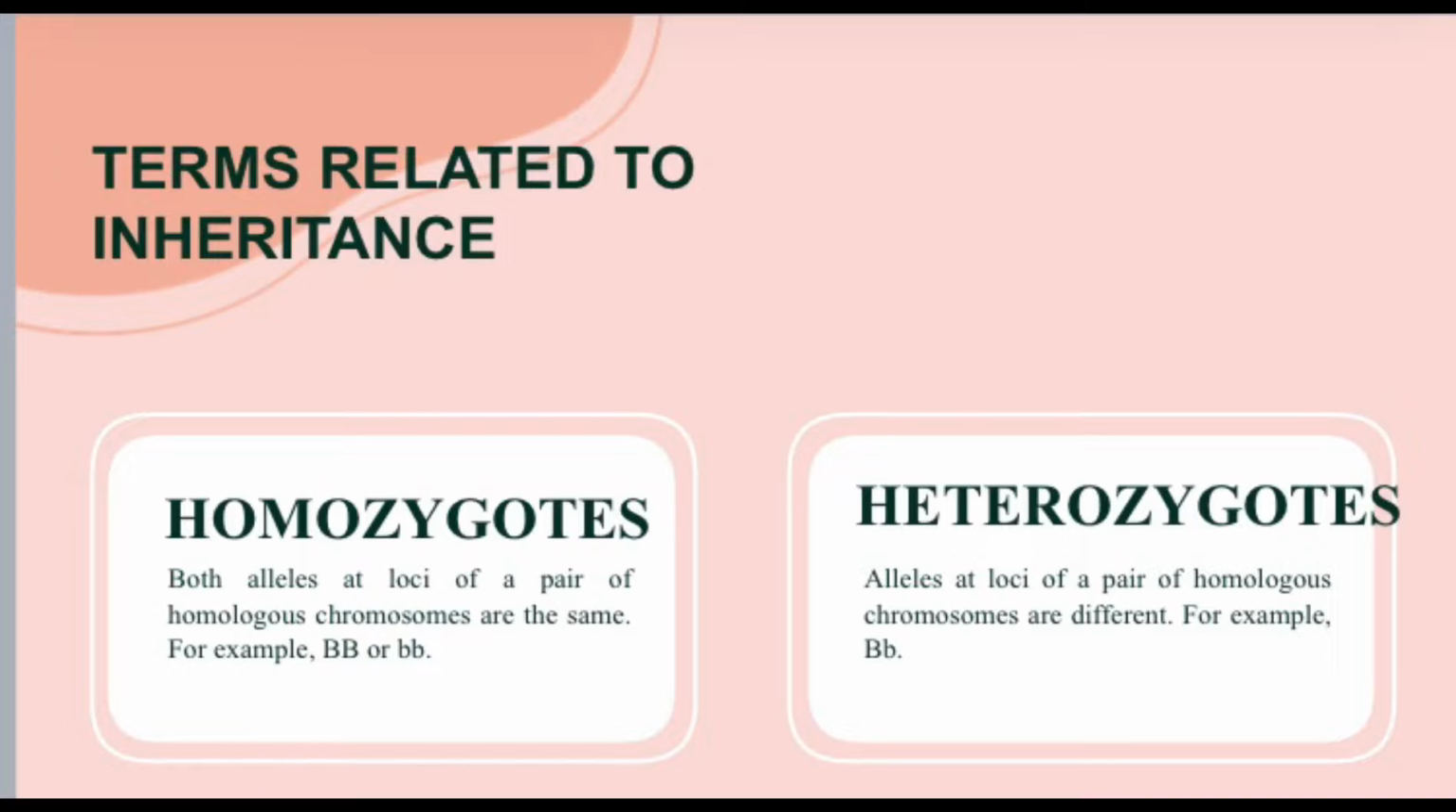For the next one, we have homozygotes. Homozygotes is when both alleles at locus of a pair of homologous chromosomes are the same. For example, capital letter B and capital letter B, or small letter b and small letter b. But for heterozygotes, alleles at locus of a pair of homologous chromosomes are different. So for example, we have capital letter B and small letter b.